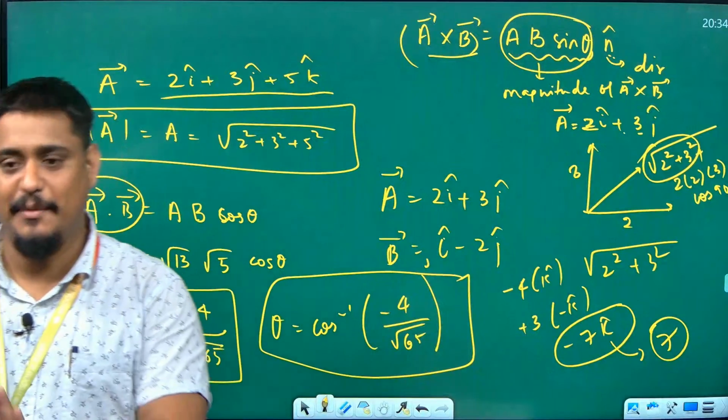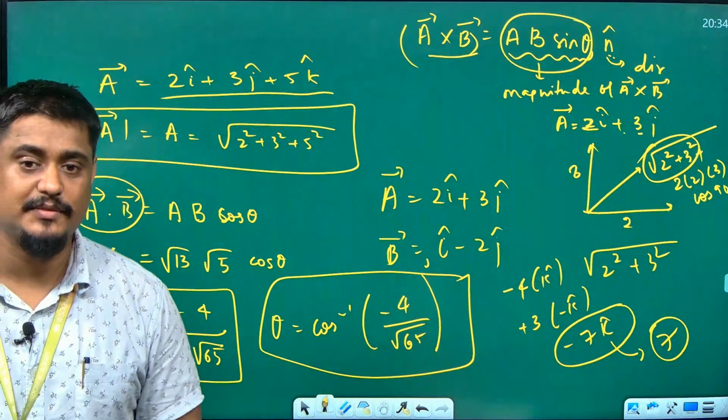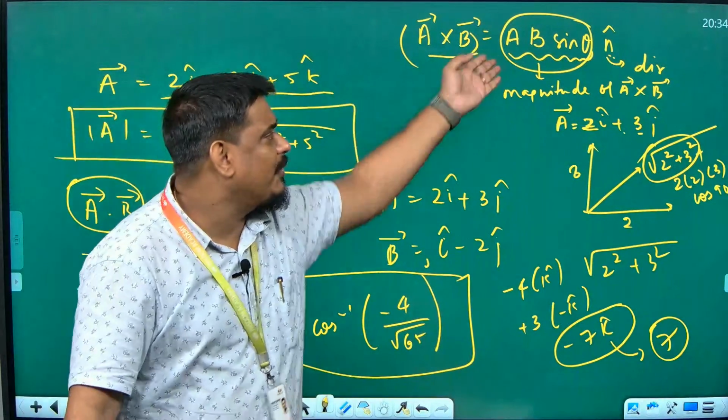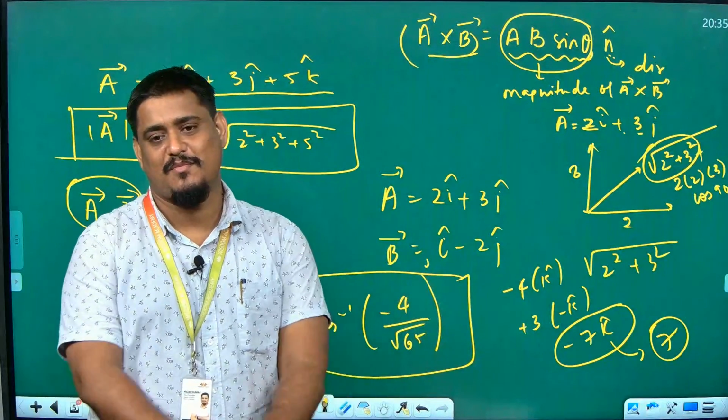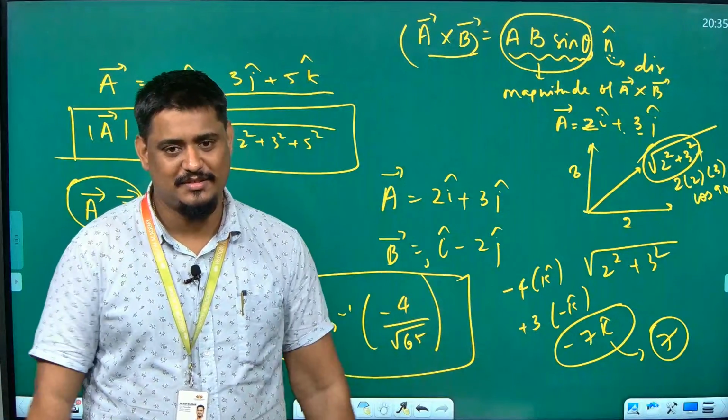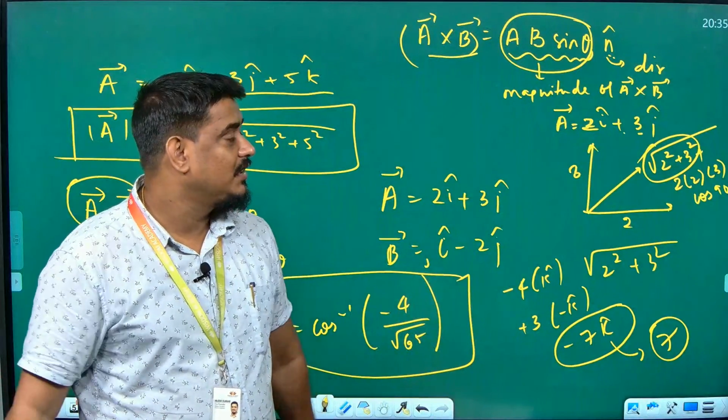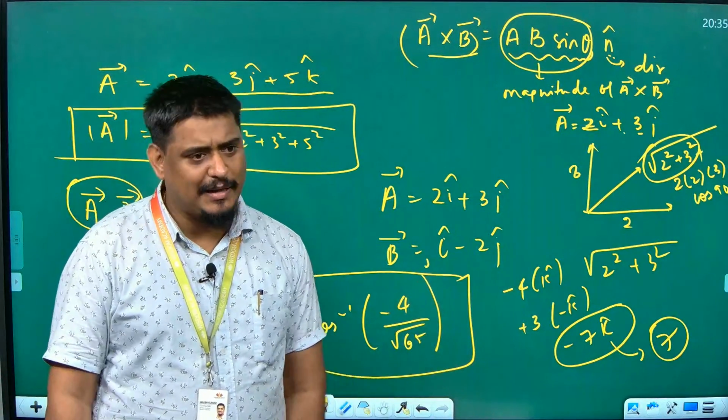I will repeat loudly. AB sine theta only is the magnitude, no? Why are you worrying about theta then? Understood? The answer is obvious once you see how it came.